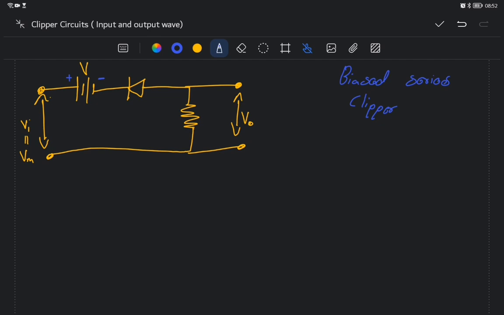So I want us to check out this one now. It's a bias series circuit or bias series clipper circuit, right? So what they want us here to find is the output wave. So they give us the input wave. So the input wave is basically looking like this.